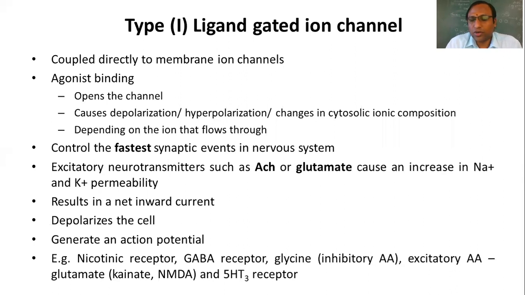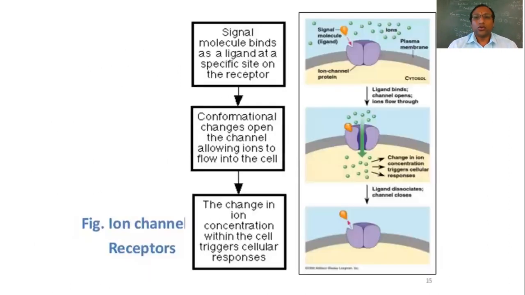Receptors like nicotinic receptors, GABA receptors, glycine receptors, which are inhibitory amino acid receptors, and excitatory amino acid receptors like glutamate, kainate or NMDA, and 5-HT3 receptors are also present, which act in the same manner as ion gated channels. In this channel also, it will just open up. You can see here how the process is taking place.